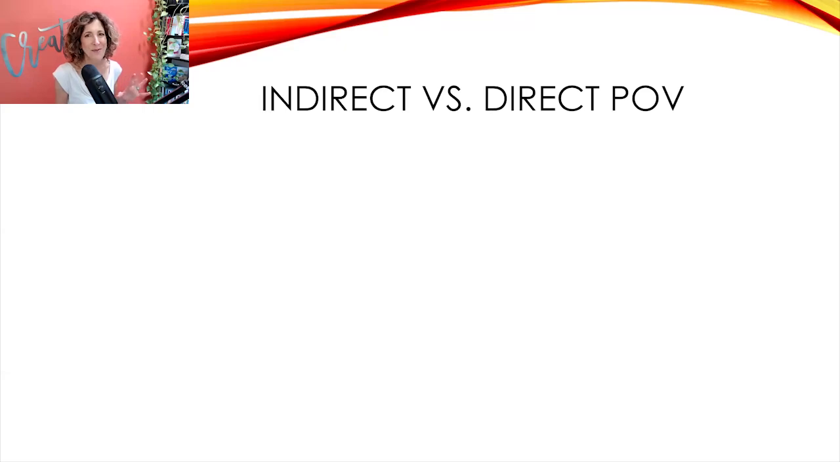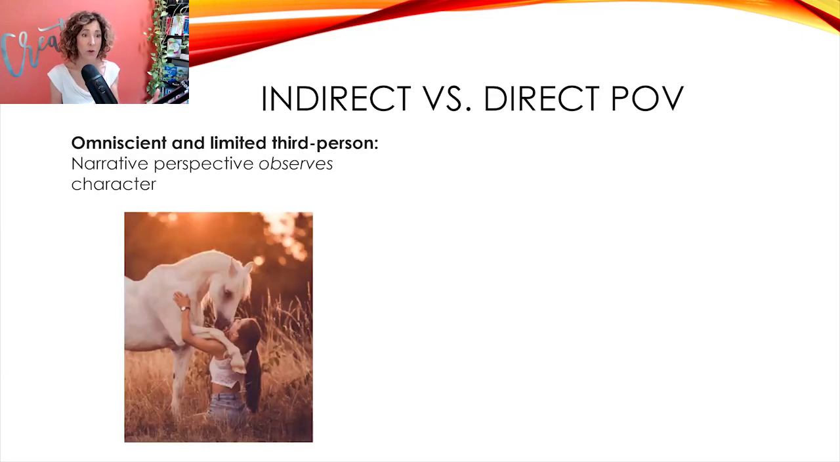I use a lot of stupid visualizations, metaphors, and workarounds because they help me and I figure they help other people. So if you want an easy way to think about indirect versus direct point of view, think of indirect as us looking at this lady making out with her horse. We're basically observing her.